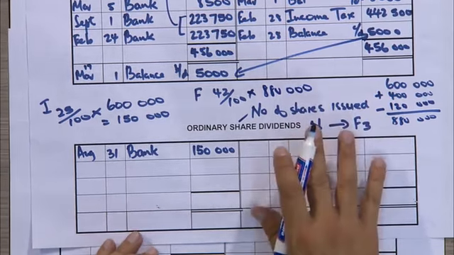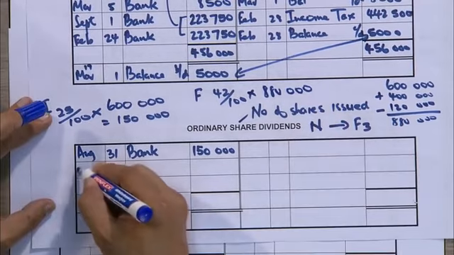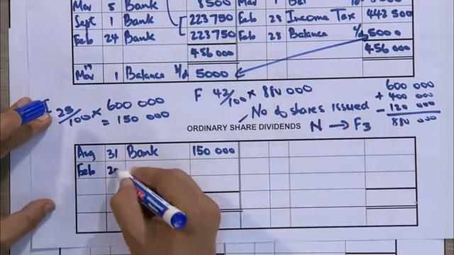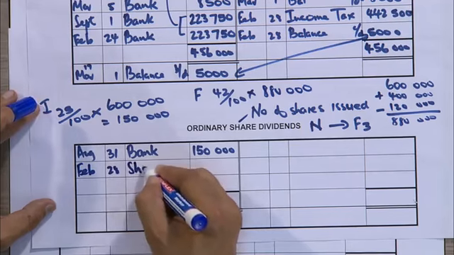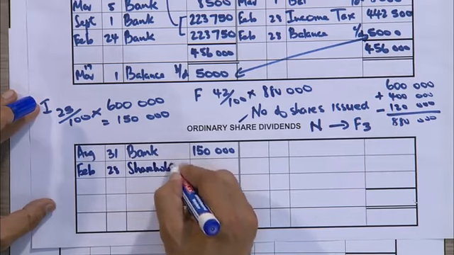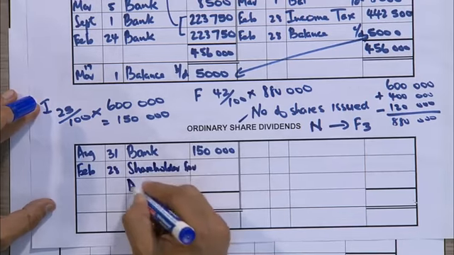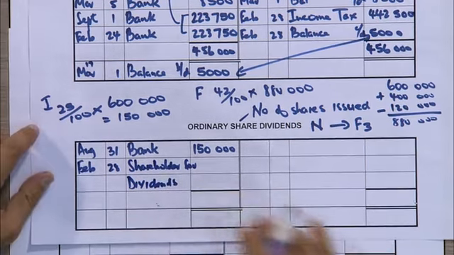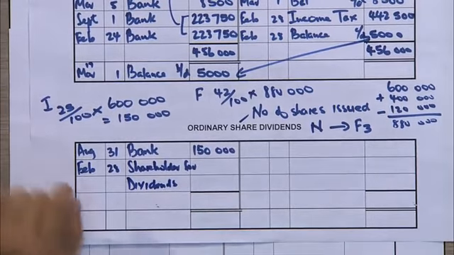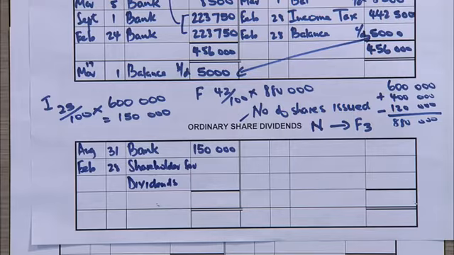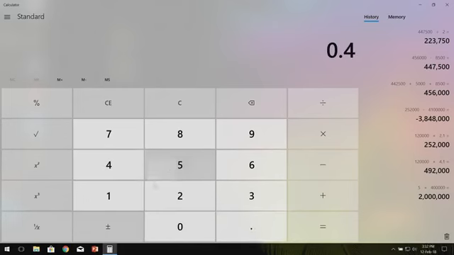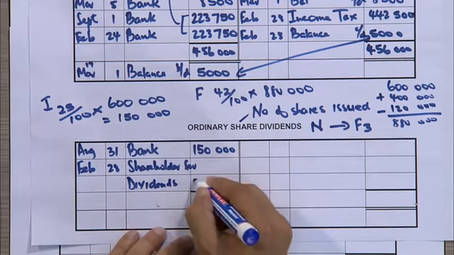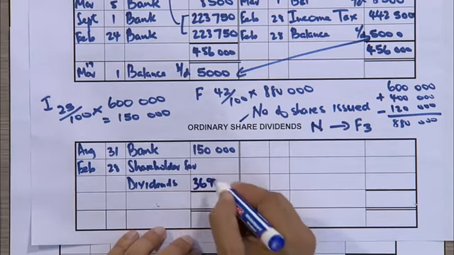But we're not paying them, we're only declaring, which means we still owe the shareholders for dividends an amount of, if we calculate that quickly, 42 cents times 880,000. It gives you 369,600.